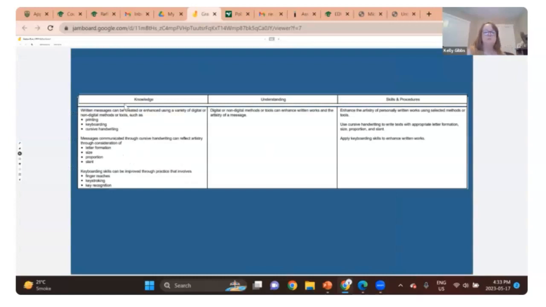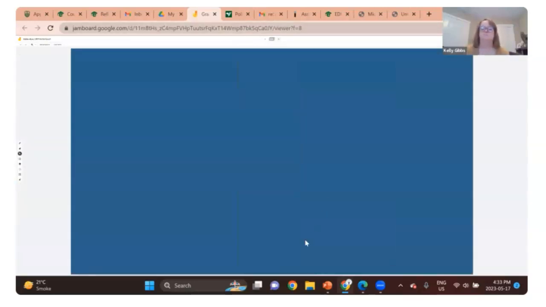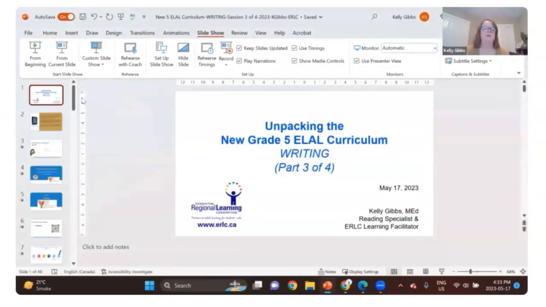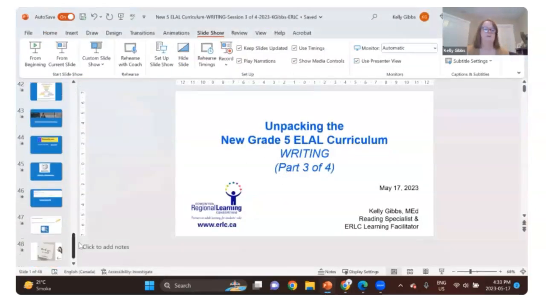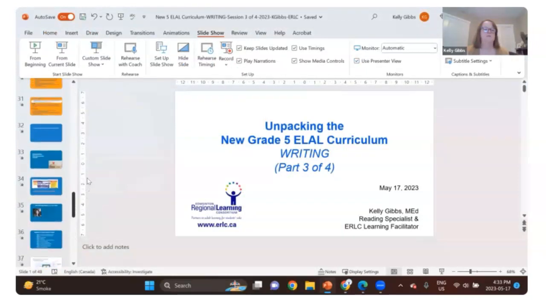Okay, and then digital or non-digital methods or tools can enhance written works and the artistry of a message. And again, there's that transcription. Here it talks about artistry through letter formation, size, proportion, slant, but then it goes on to keyboarding, keystroking, key recognition, so beginning to use digital. So that's the grade 4 in a nutshell.